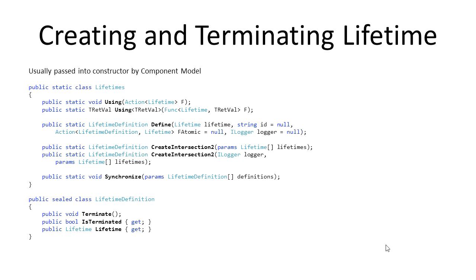There are a couple of other methods called create intersection 2 as it happens, and synchronize. The create intersection one I'll come back to in a sec. The synchronize one takes in a number of definitions, and it will tie those definitions together. When one definition terminates, all the other definitions that are passed in will also terminate. Just going back to the define, it's worth pointing out when you've got a parent definition, you pass in a parent lifetime, and when that parent itself terminates, then this child lifetime will also terminate. So lifetimes are scoped in this manner.